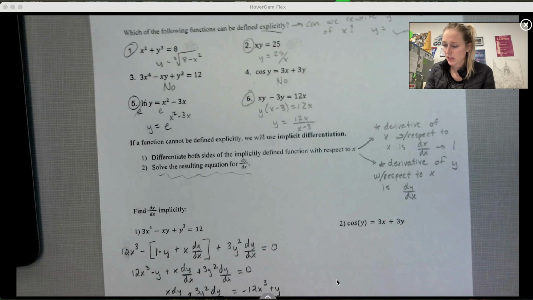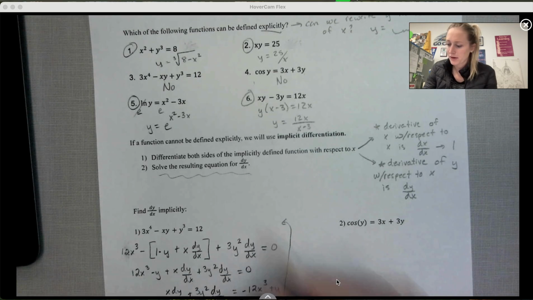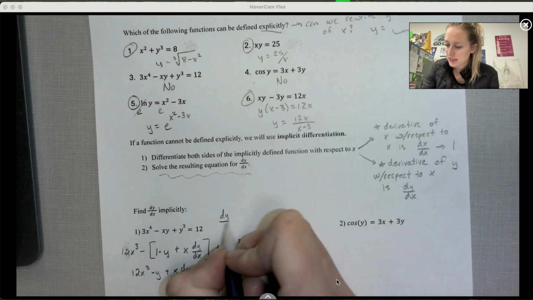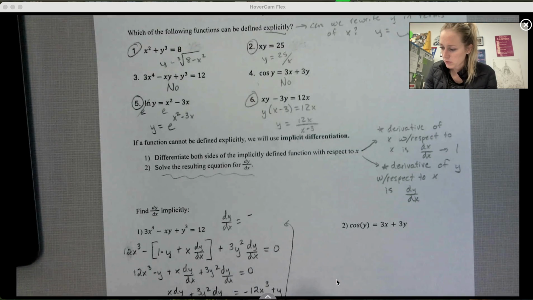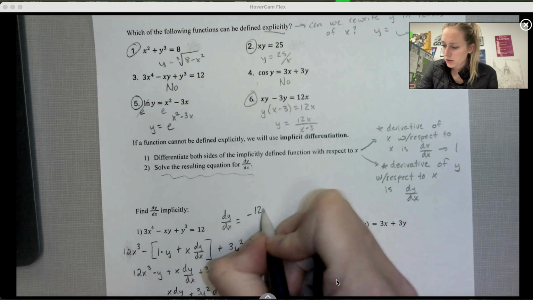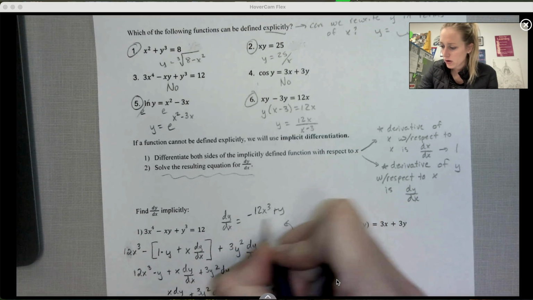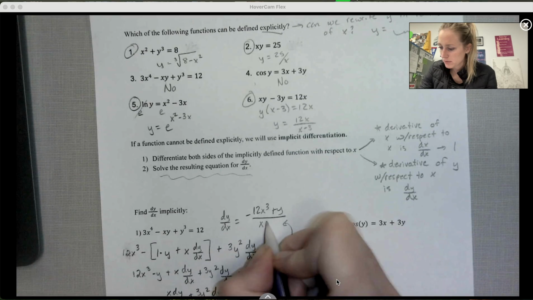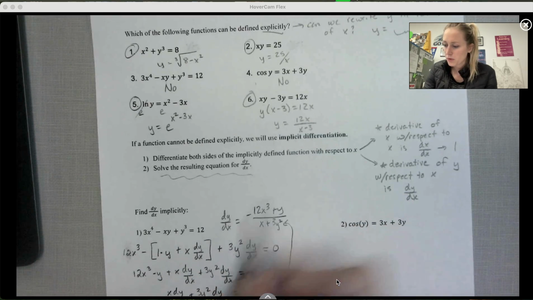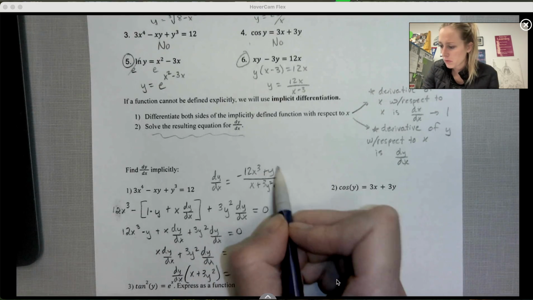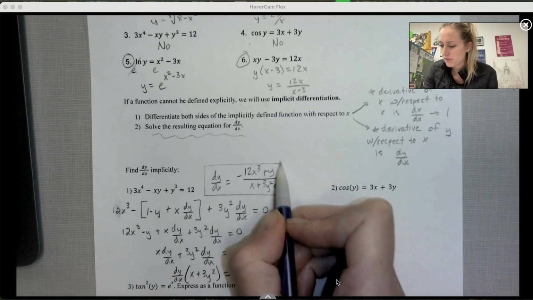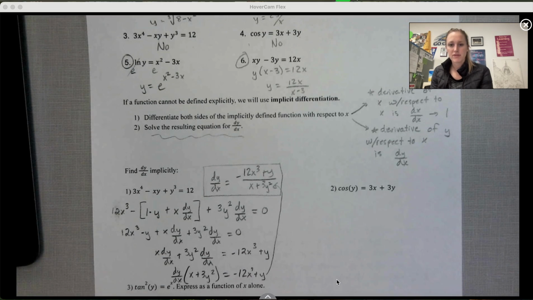And then, sorry, I got to come back up here. So then I can divide both sides by x plus 3y squared. So I've got dy dx equals negative, oh, sorry, I lost my cube there. Negative 12x cubed plus y over x plus 3y squared. So remember, dy dx is like y prime. We solved for that, got dy dx by itself. There is our derivative with respect to x.